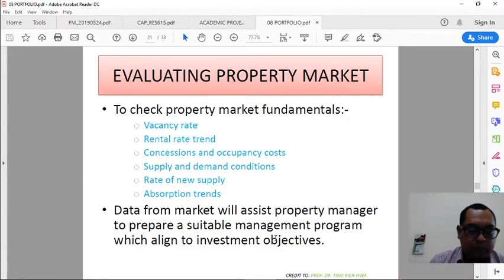For us as a property manager also, we need to have the ability to evaluate the property market, to conduct analysis, to find out what are the locations, vacancy rate, the rental rate trend, concession and occupancy cost, supply and demand, rate of new supply, absorption trend. So this is why I put inside the assignment for you to find out also. So you must try to find out.